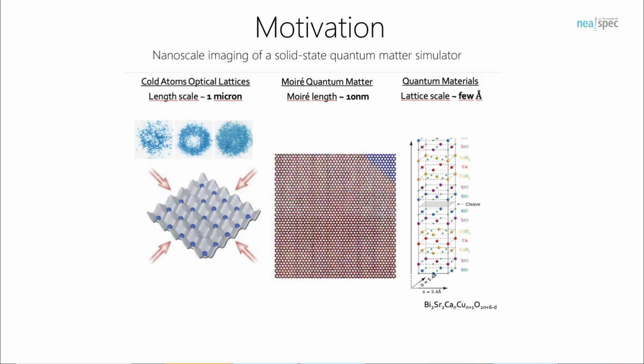And on the other extreme, we have cold atoms that are a very nice simulation platform, but the length scales are much larger. They are on the order of a micron, and because length scales are larger, energy scales are smaller, and they have to go to very low temperature in order to observe quantum mechanical effects. They go to nanokelvins.